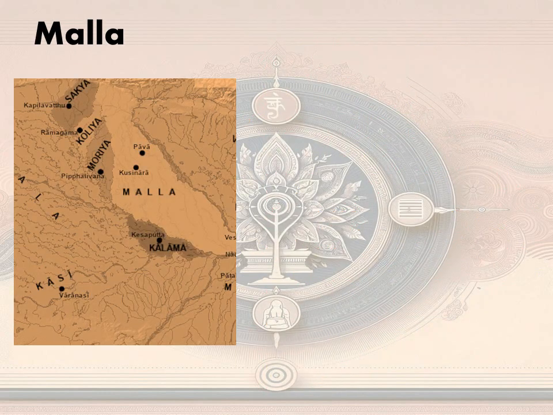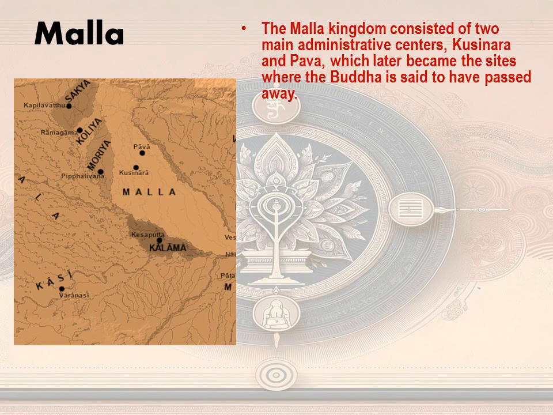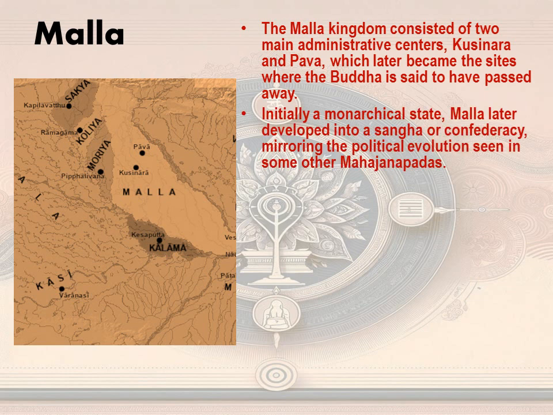Malla. Malla is another most important state among the 16 Mahajanapadas. The Malla kingdom consisted of two main administrative centers, Kushinara and Pava, which later became the sites where Buddha is said to have passed away. So in Malla, it was believed that Buddha had passed away. The Mahaparinirvana occurred at the site of Kushinara.